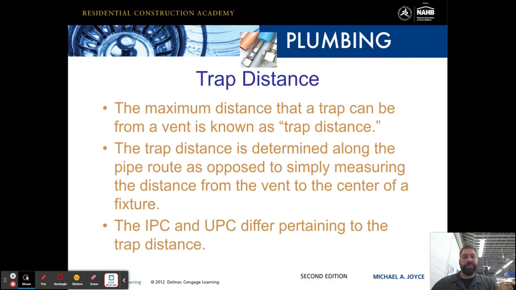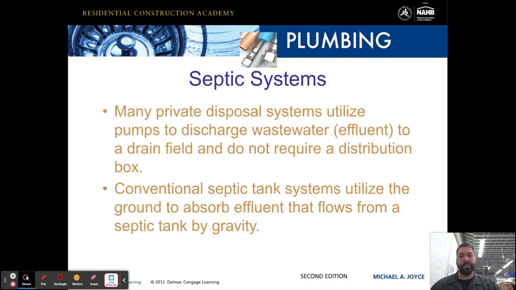The maximum distance that a trap can be from a vent is known as the trap distance. The trap distance is determined along the pipe route as opposed to simply measuring the distance from the vent to the center of a fixture, because think about it, the pipe is going to take a different route, right? The IPC and UPC differ pertaining to the trap distance. So again, this is going to come down to where you're at and what the code official says.